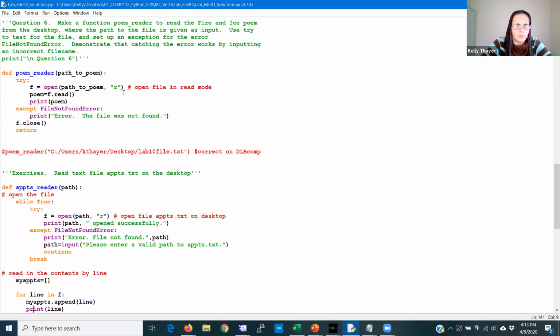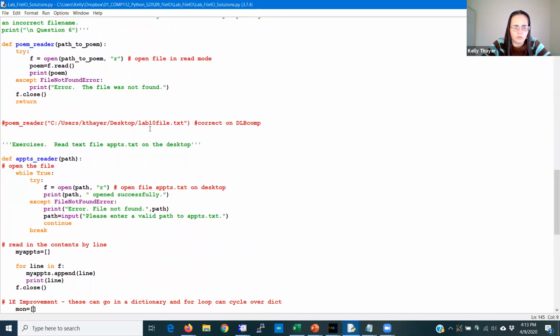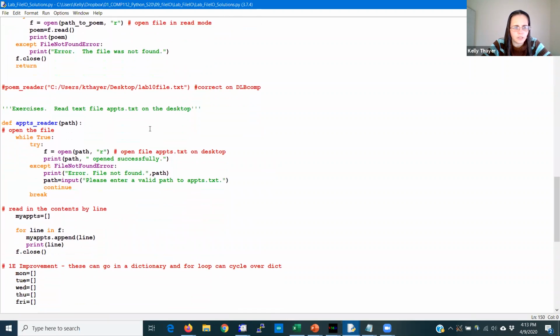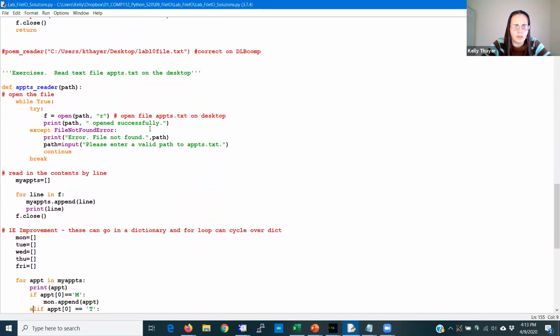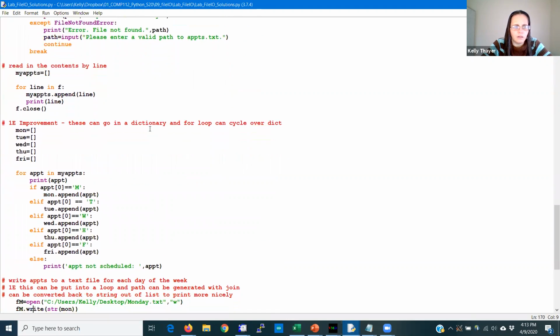In the poem reader, hopefully this is not too bad. You're going to try to read the poem. You're also going to do some reading and writing of the poem, so hopefully that will go okay.